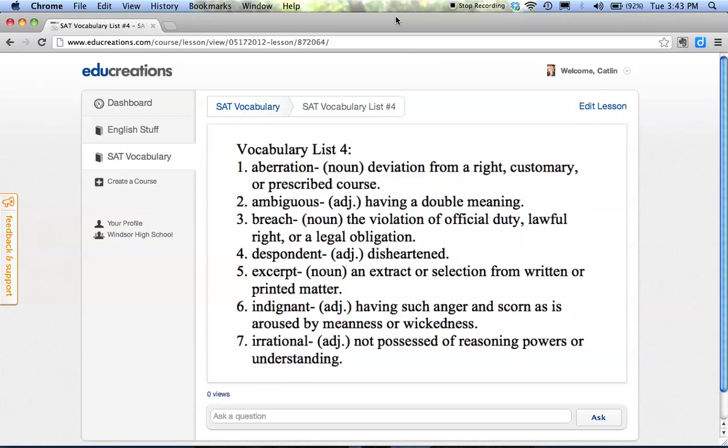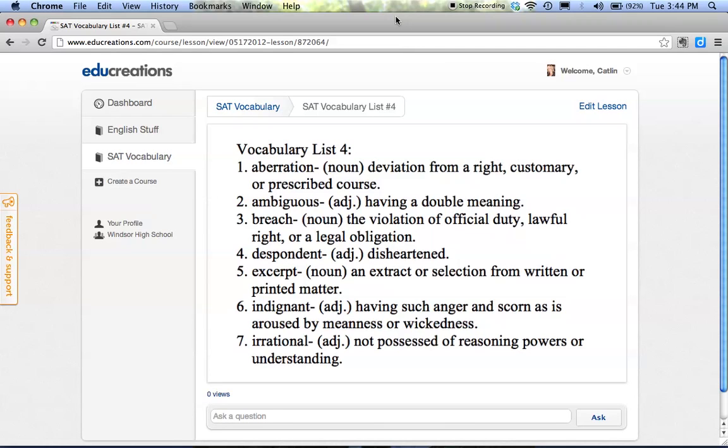So maybe you're expected to act a certain way or follow a certain path. Think about what your parents expect from you after high school. Maybe they expect you to go to college.